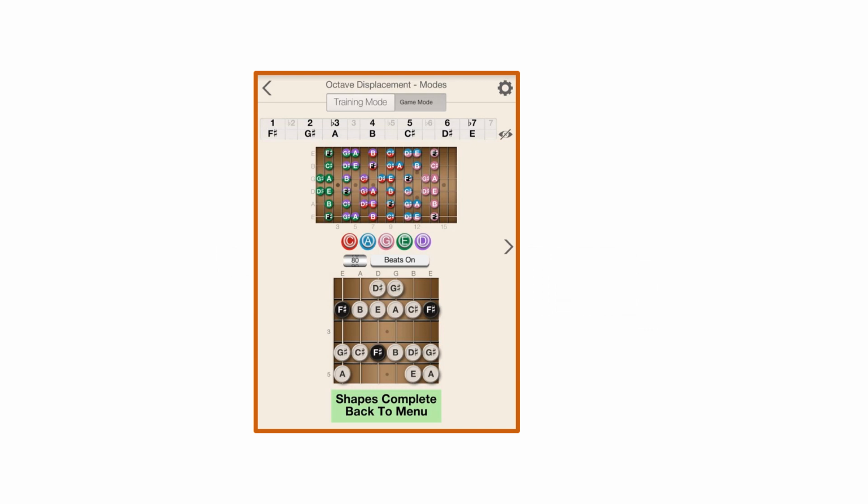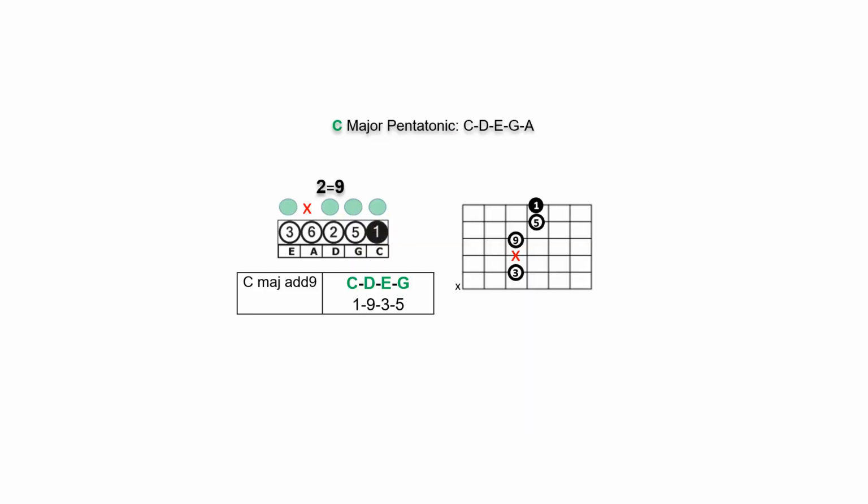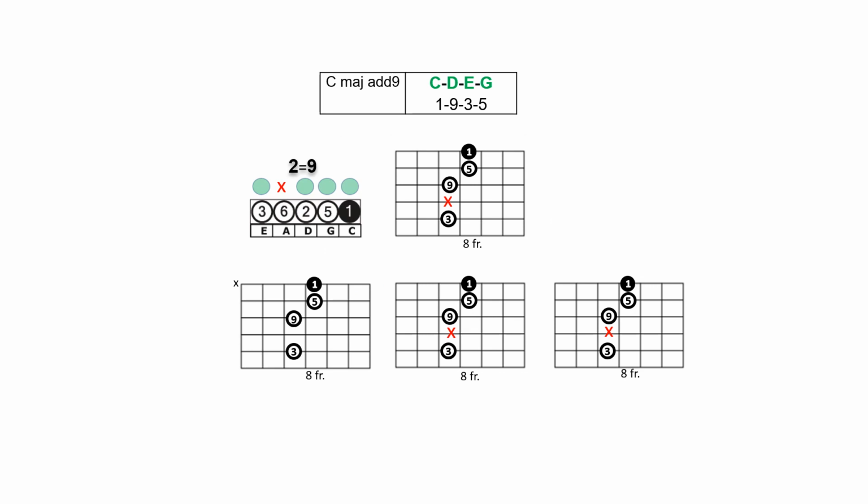One of our apps in this series, Guitar Scales Unleashed, is based on octave displacement using the modes of the major scale. The next chord is major add 9. To visualize the chord tones in fifths, simply add 9 to the existing major triad sequence. The only major add 9 is from root C.